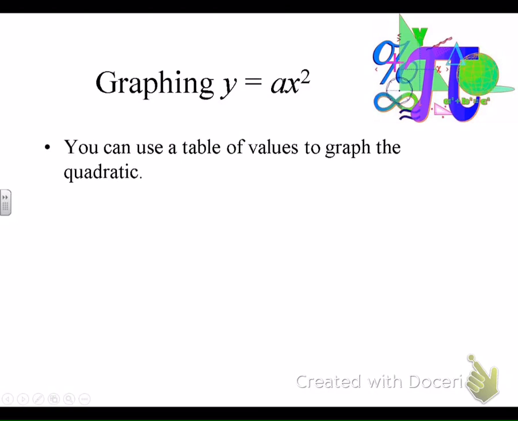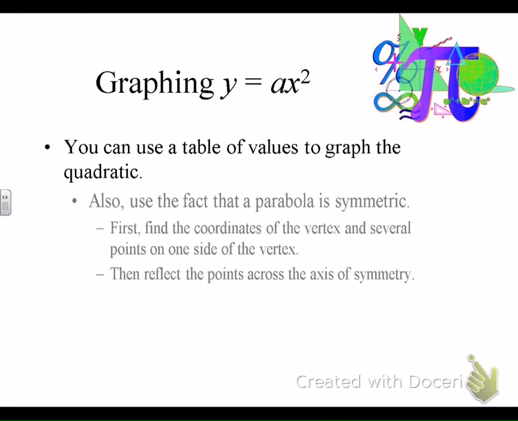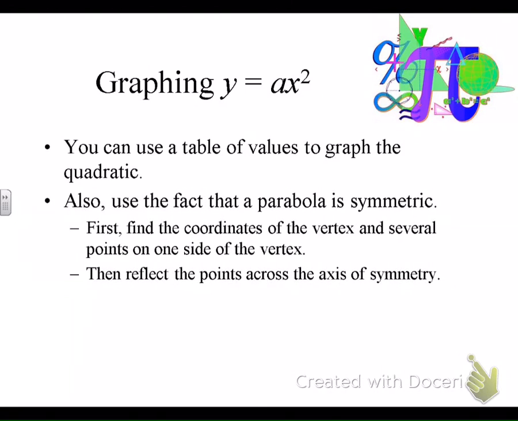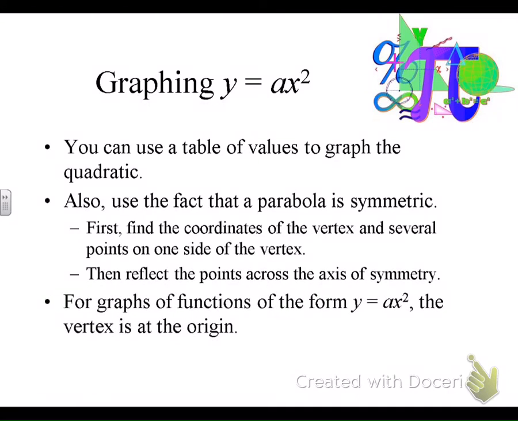Okay, so when we're trying to graph y equals ax squared, you can use a table of values to graph the quadratic. Also, use the fact that the parabola is symmetric. First, find the coordinates of the vertex and several points on one side, and then you can reflect those points across the axis of symmetry. So why do more work than you have to, right? If you know where the vertex is, just find points to one side of it and reflect them across that line of symmetry.